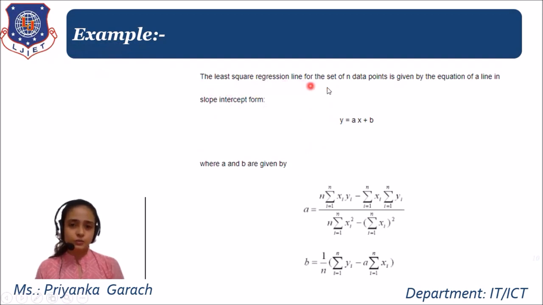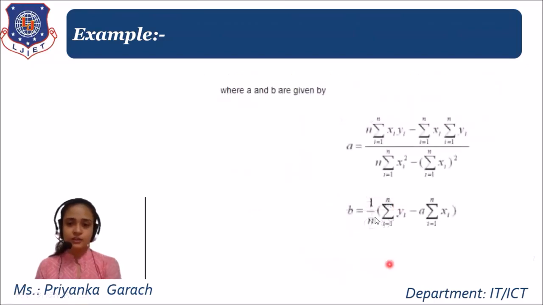This is the least square regression line for a set of n data points, which is given by the equation y equals ax plus b. Over here, for the parameters a and b, what are the formulas for finding them? This is my a and b formula: a equals summation of x into y minus summation of x into summation of y. So let's visualize this equation.